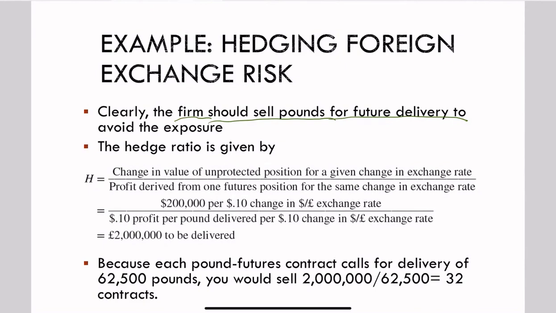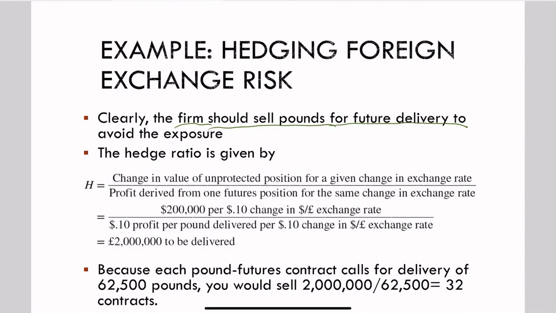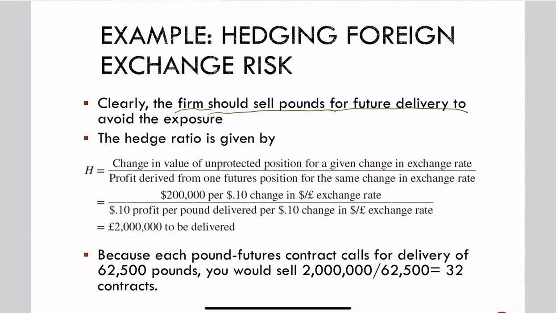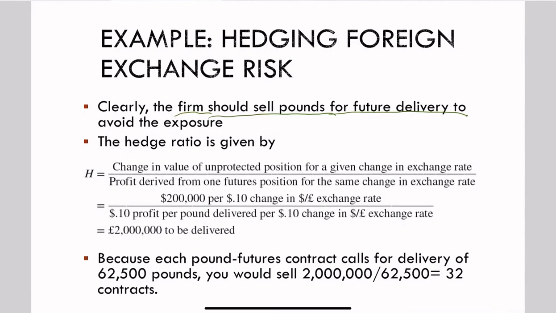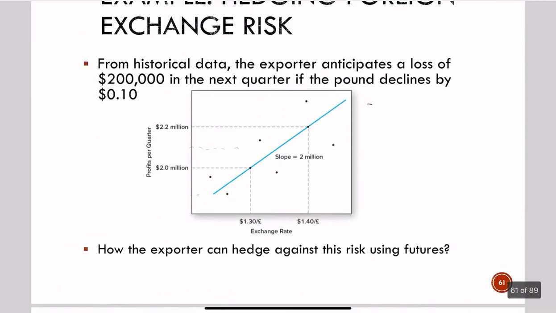So you will want to understand how the value changes in these two positions can be compared, right? And okay, let's see how this hedge ratio can be calculated. What you can see here is you have basically two positions, right? You have a position in UK pounds and you have a short position in pound futures.